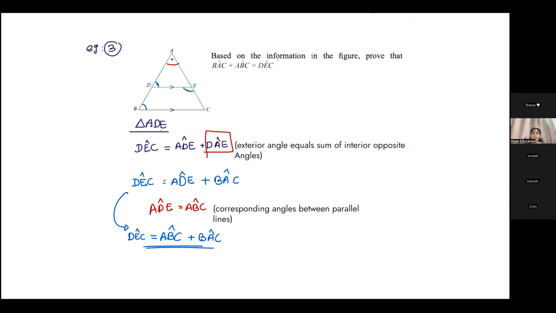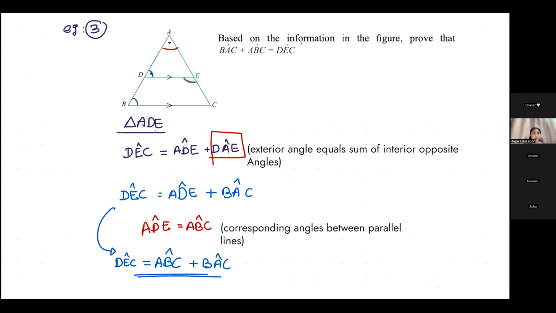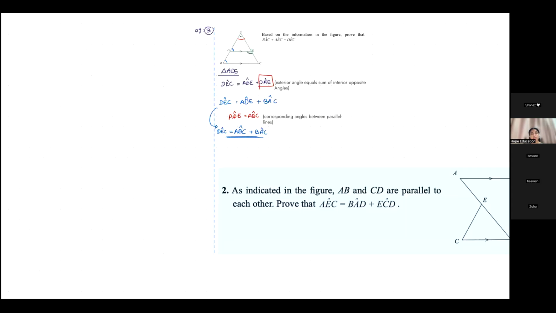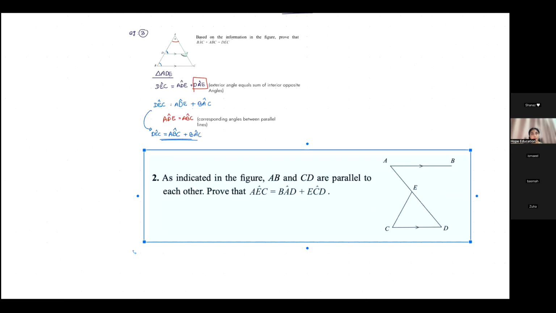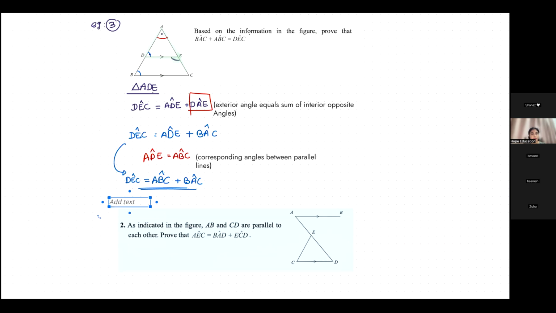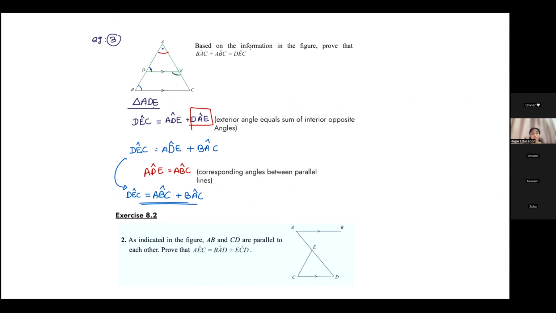Okay. Can you all quickly copy this down? And I want you to try a question alone. Once you copy this down, go to exercise 8.2 and try the second question. While you do this, please excuse me for like 2-3 minutes. I will be back. But meanwhile, please do this. Copy down this question. Then in exercise 8.2 on page 90, do the second question. Okay.